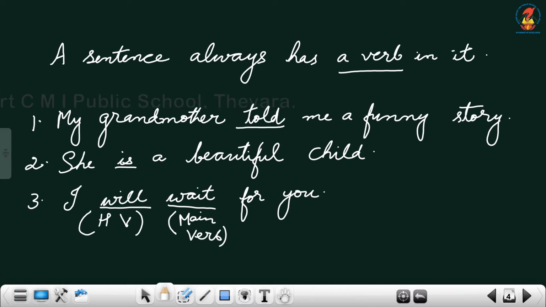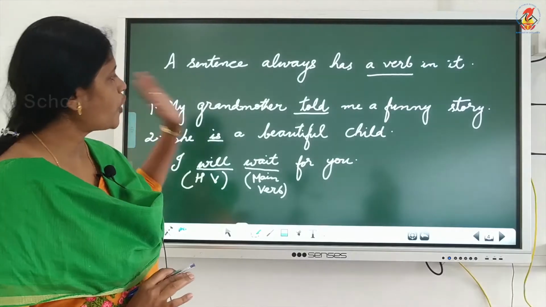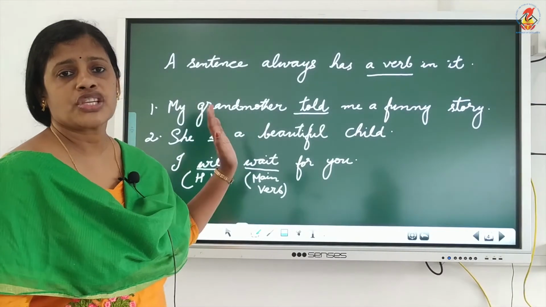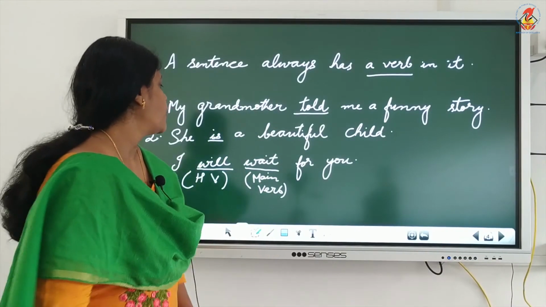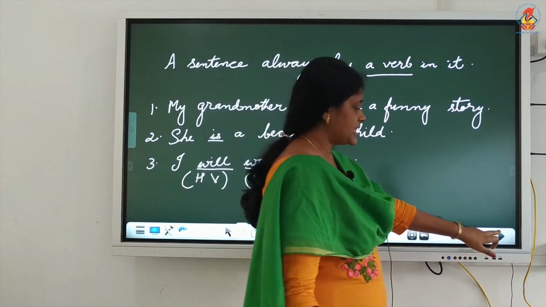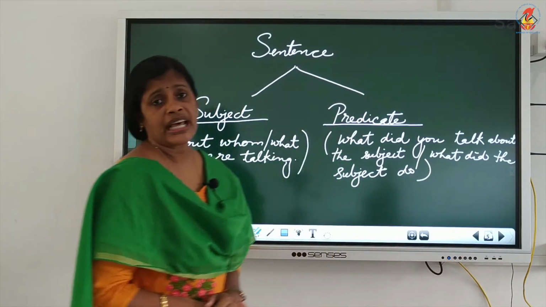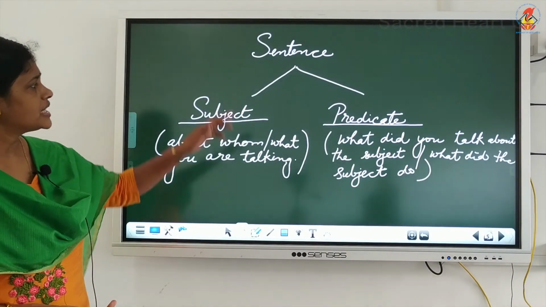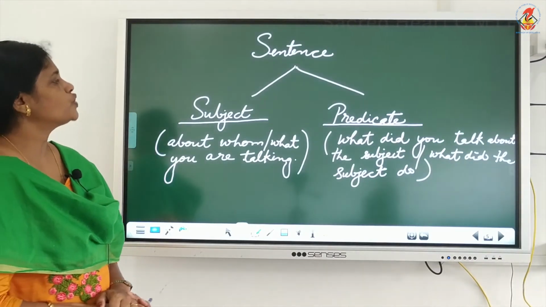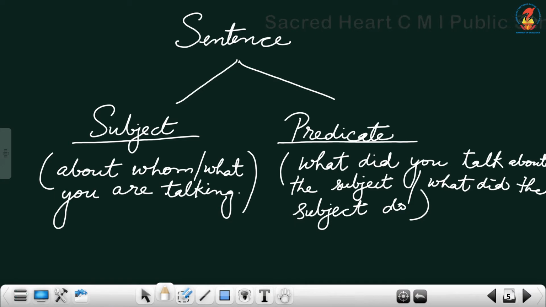Is it clear? A sentence is incomplete without a verb. So, if you have to form a sentence or frame a sentence, there should be a verb in it. Is it clear? Now, let's see what are the different parts of a sentence. You have already done this in 5th standard and 6th standard. Just a revision. A sentence can be divided into 2 parts, subject and predicate.